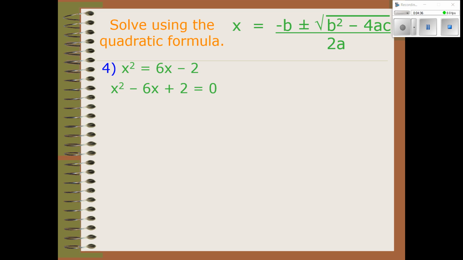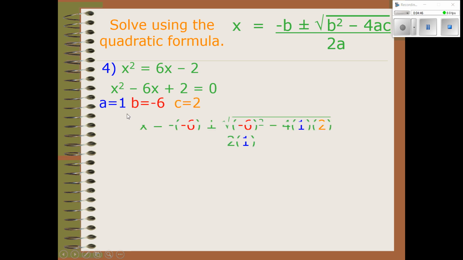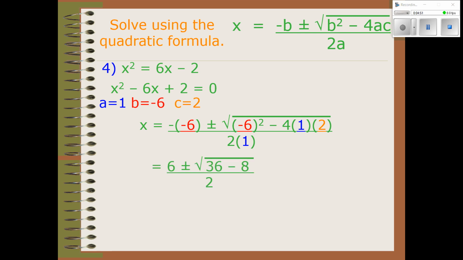All right, another one. This time x squared equals 6x minus 2. The tricky part about this one, I think, is we have to move two things over to our x squared side, giving us our a, b, and c as 1, negative 6, and 2. Plug those into the formula, and that simplifies to 6 plus or minus the square root of 36 minus 8 over 2. 36 minus 8 is 28 underneath the radical.